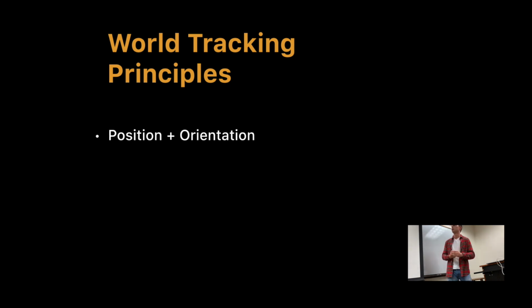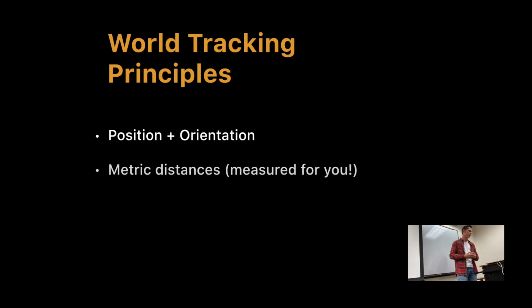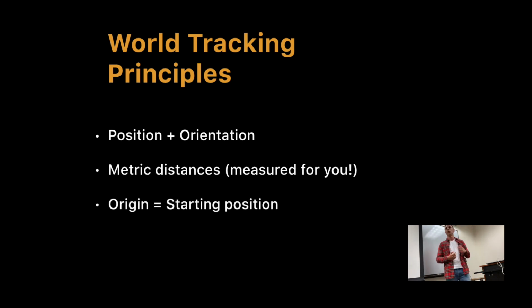So the way world tracking works, as I said, is that you get both position and rotation vectors from your session. It's important to note that all of the distances are metric, so they're measured in meters, not in feet or anything else, not in some random units. Those are actual real-world meters. So if you have a 3D model which is 28 units in width, for example, that means it will be 28 meters in width, which is a lot. So you need to adjust that. And your origin is always going to be the starting position and rotation of your device.